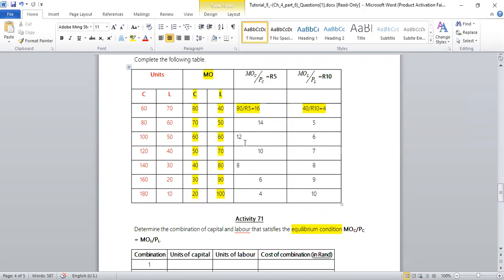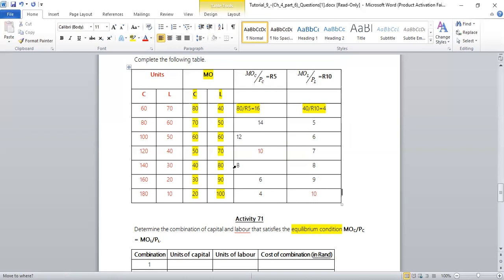Again, let's check number 10 here. Here I have 10. 10 appears here and here. Let me try to highlight it. I will highlight it in red. So here we have found our equilibrium because this number appears on both sides, which means my capital is equal to labor.